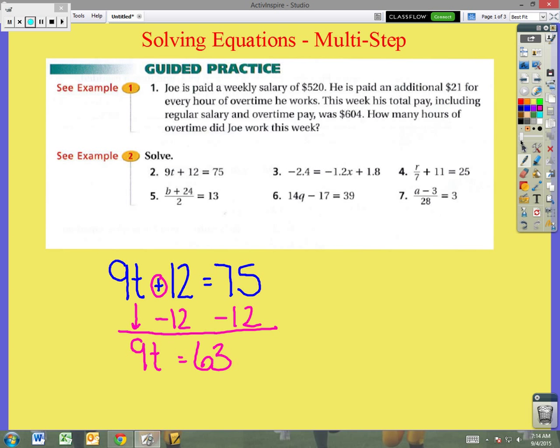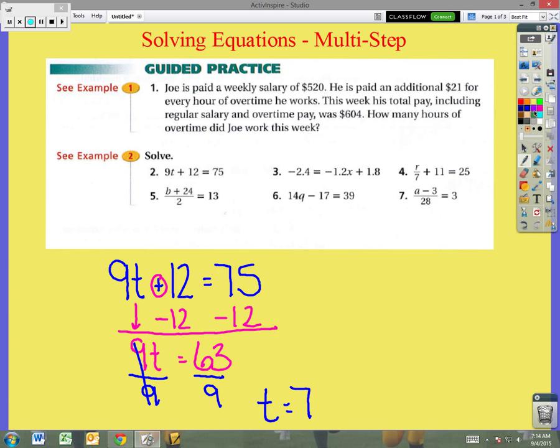I am now going to divide because I see this as multiplication here. The inverse of multiplication is division. What I'll do is divide both sides by 9. Whatever I do to one side of the equation, I must do to the other. 9 divided by 9, that just gives me 1. And what I really want is to solve this equation for 1t anyway, so that is t. And then 63 divided by 9, oh yeah, that gives me 7.